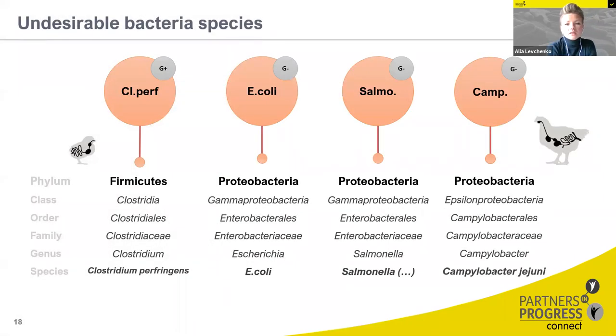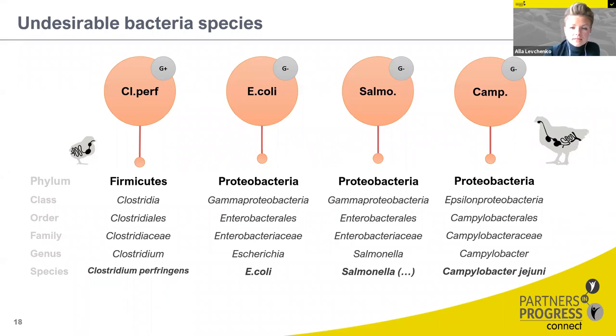In the highly populated microbiome, we also find sometimes undesirable bacteria, unfortunately. The names that we come across most commonly are Clostridium perfringens, E. coli, Salmonella, and Campylobacter. And Campylobacter itself does not cause issues with the productivity of the animals, but we of course know that it is one of the major risk factors for food safety for humans. Therefore, it's important in poultry production.